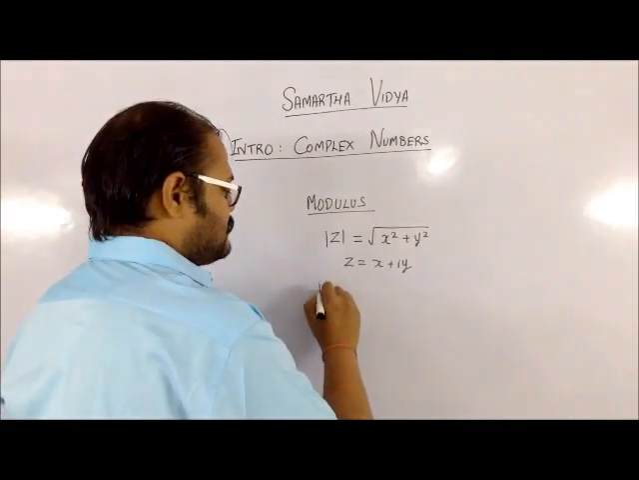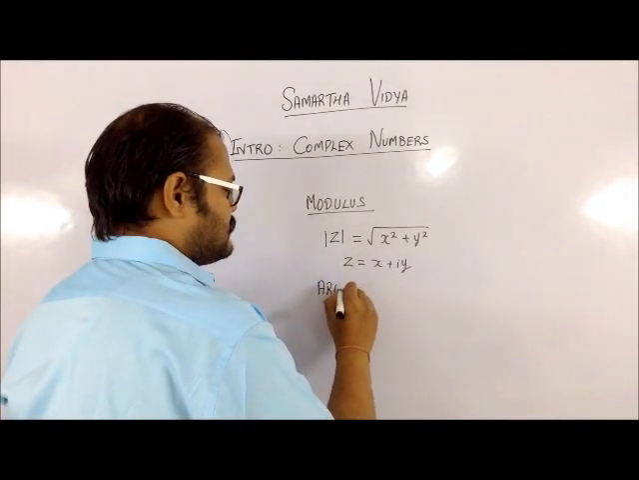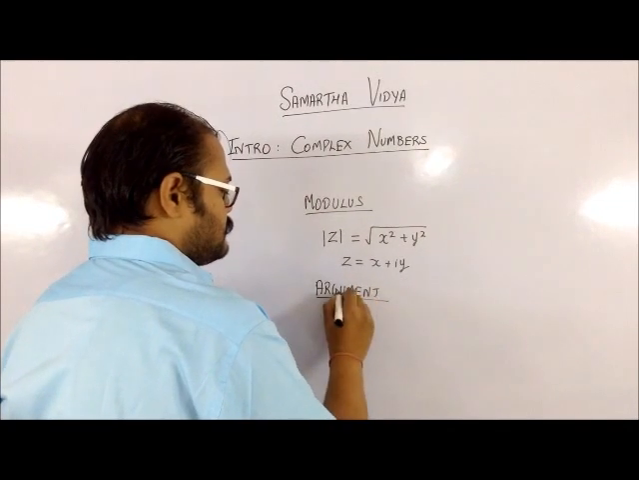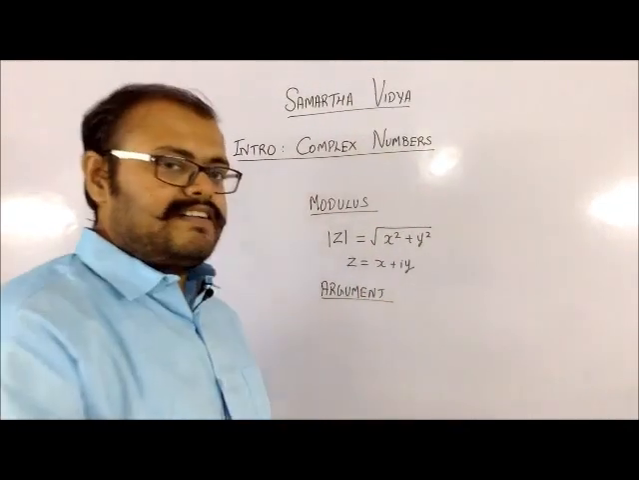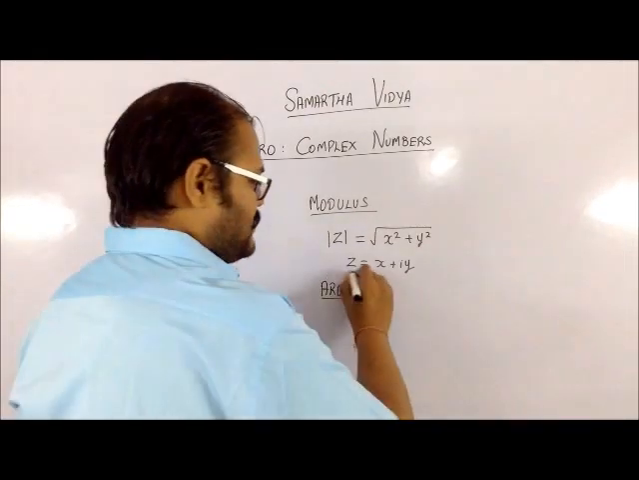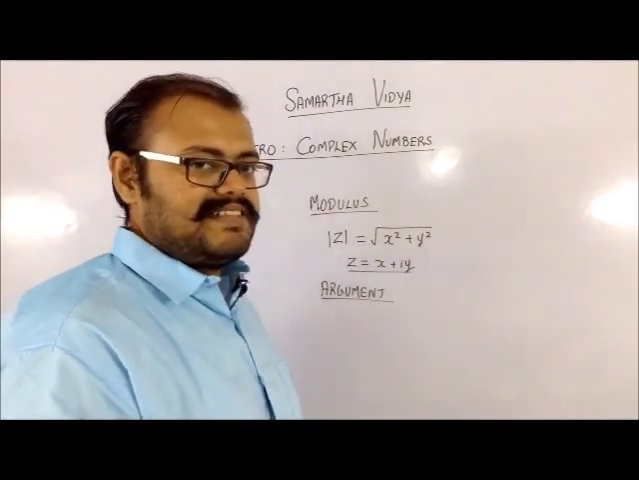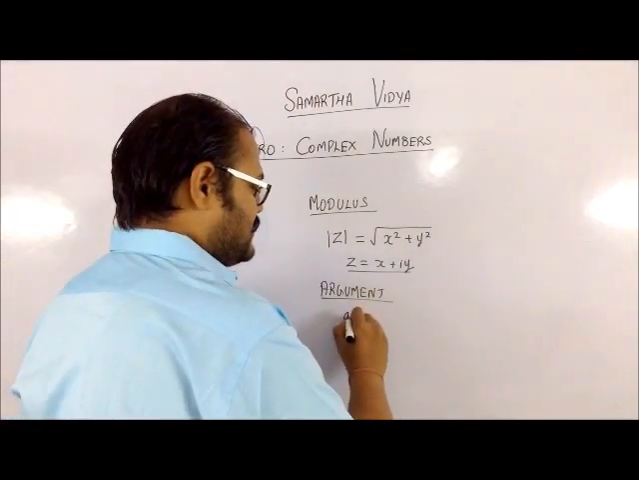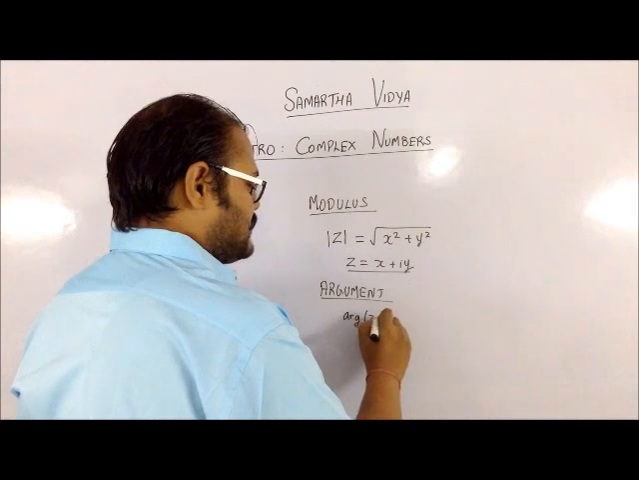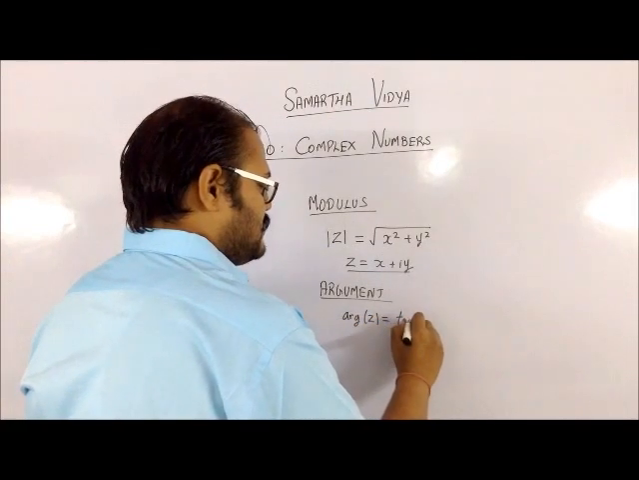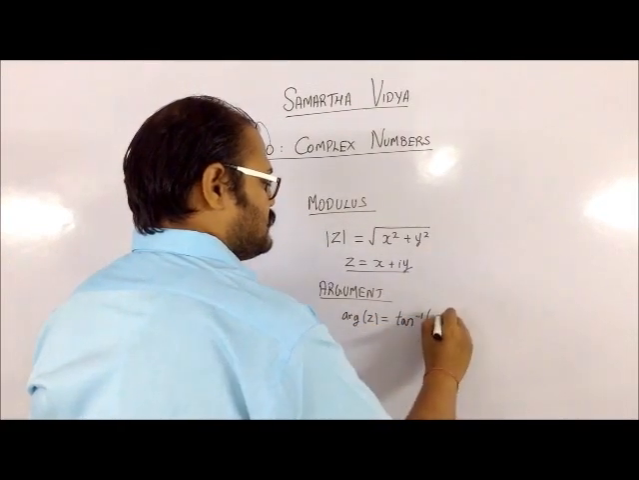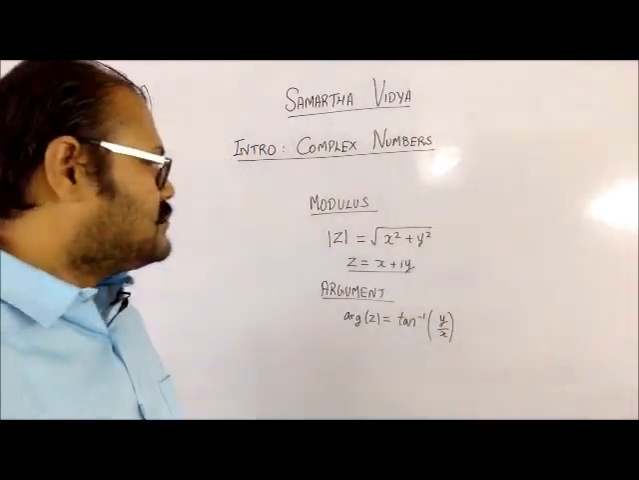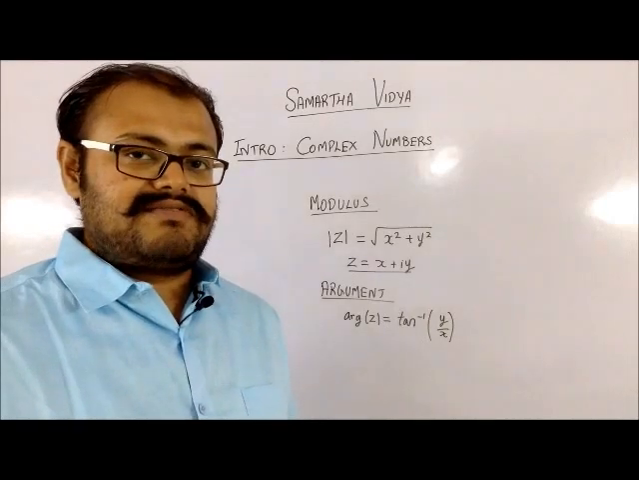And the next one is finding the argument of a complex number. Same as before, if my complex number is defined by z equal to x plus i y, then my argument is given by arg z equal to tan inverse of y by x. So these are the two important definitions which we have to know.